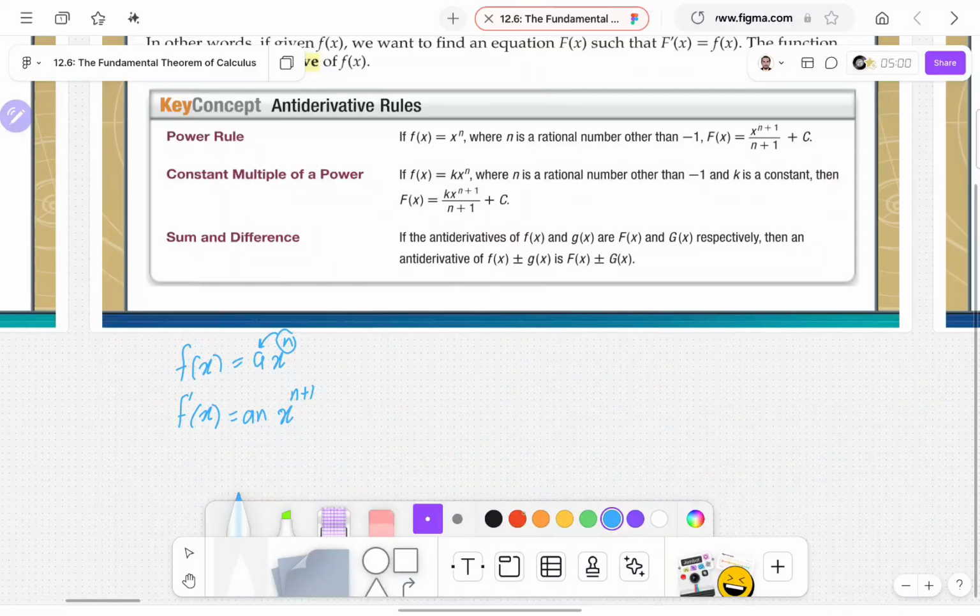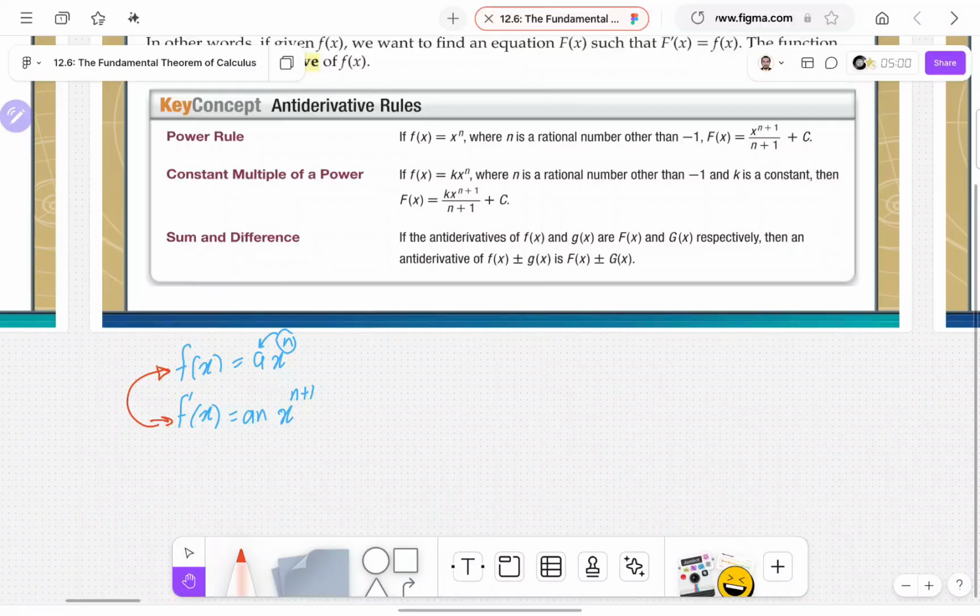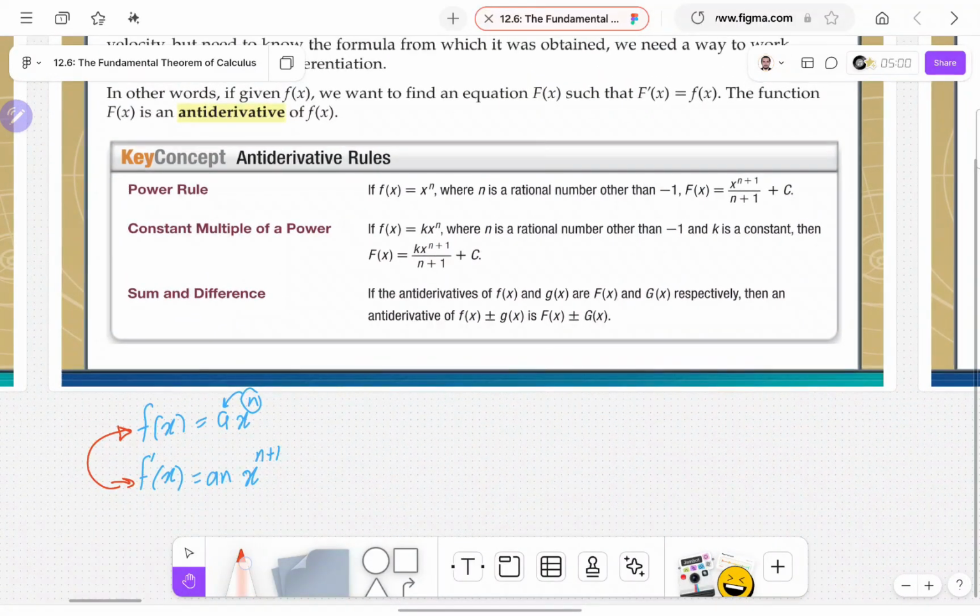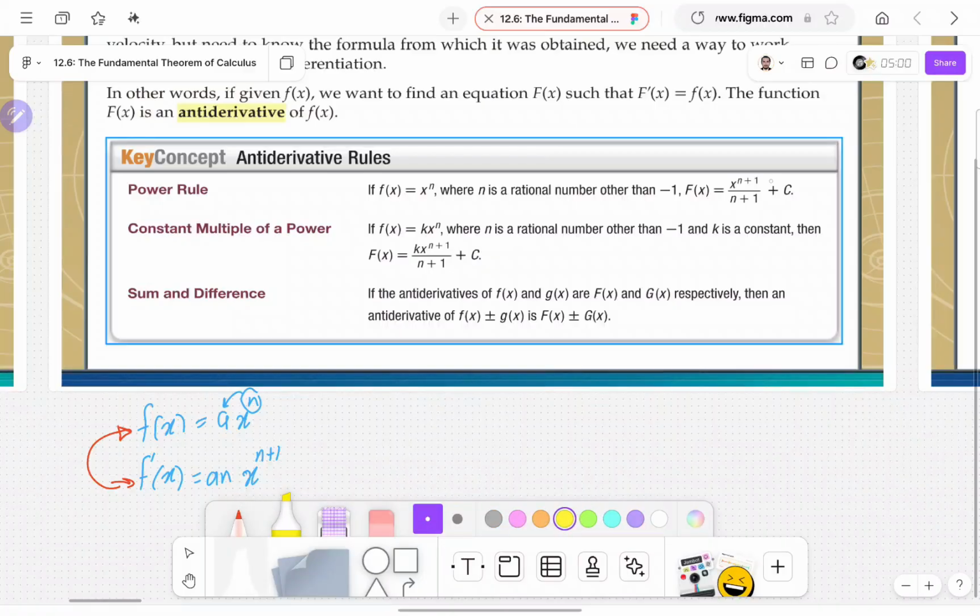Now what we are going to learn is the antiderivative, where I need to return back to the original function. How can I apply the antiderivative? It's similar to this formula, so focus on it. The power rule says that the antiderivative of x to the power of n is x to the power n plus 1 over n plus 1, plus c.